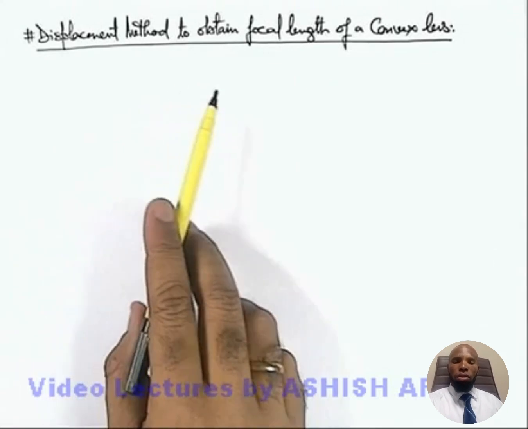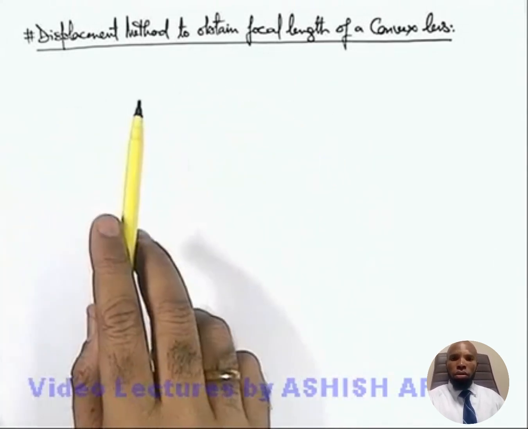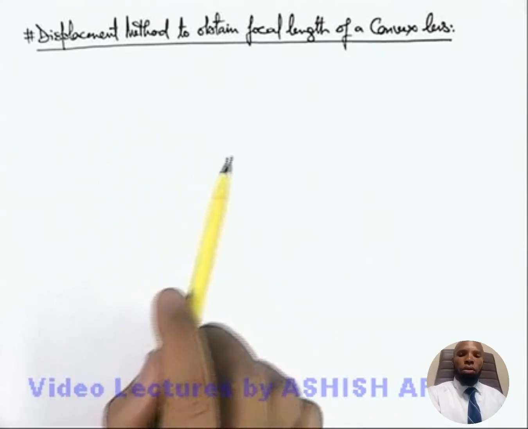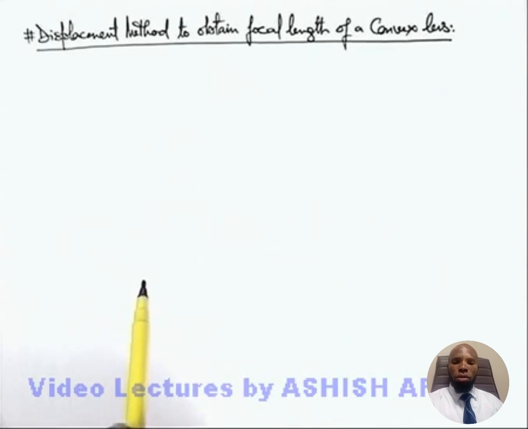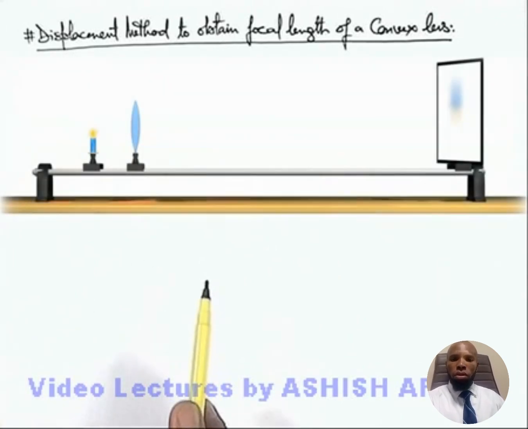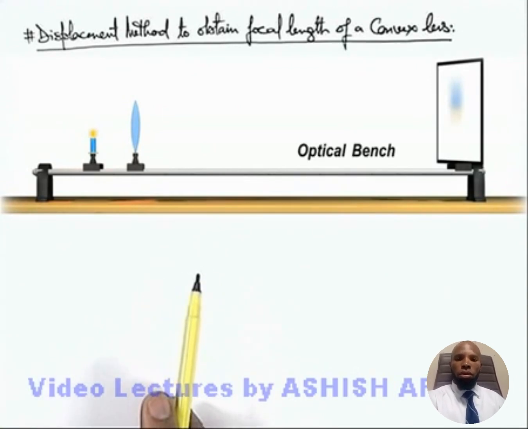Let us now study the displacement method to obtain the focal length of a convex lens. This displacement method is an experimental setup using which we can experimentally calculate the focal length of a convex lens. Here you can see a realistic setup on an optical bench for the experiment of the displacement method.